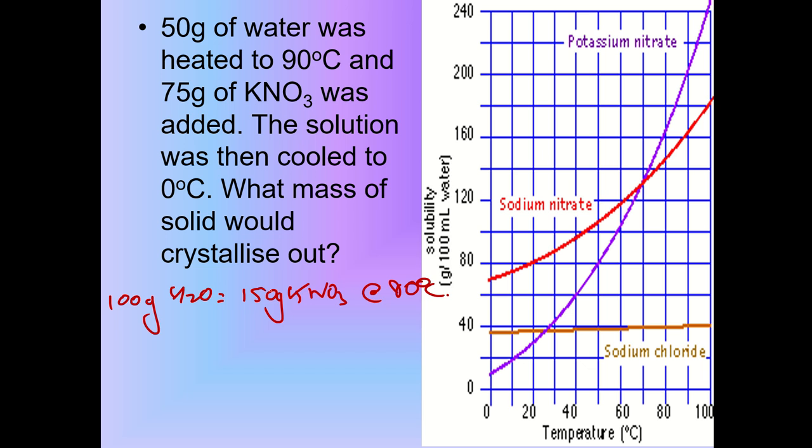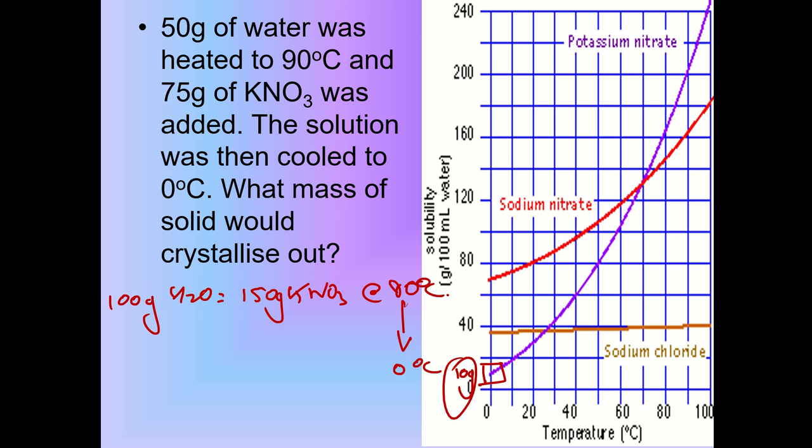The solution was then cooled to 0 degrees Celsius. So that's a lot of cooling. What mass of solid would crystallize out? So let's have a look here. We are working on the purple line, and on the purple line we're going down to 0. That is about 10 grams as far as I can see there.